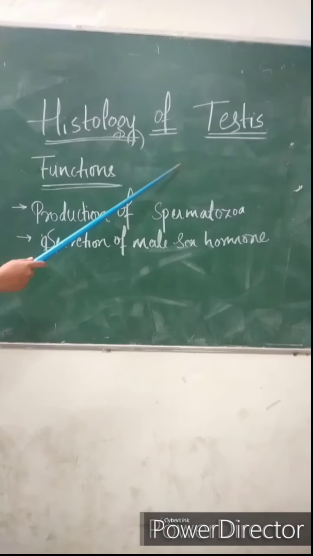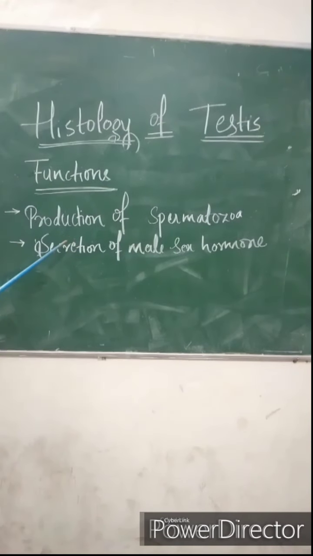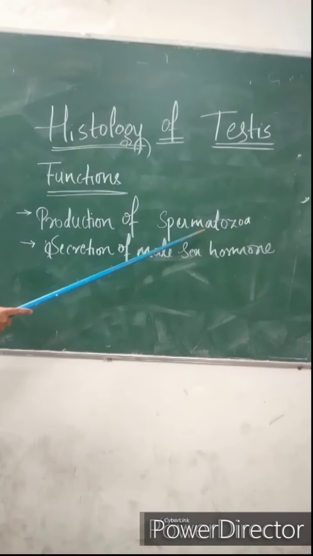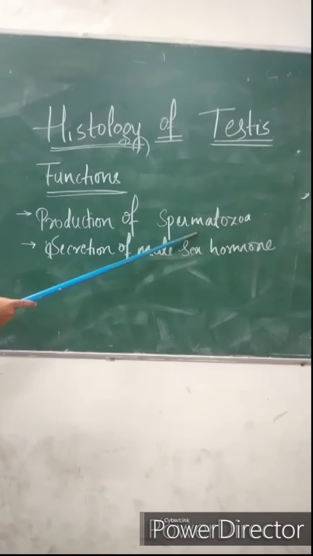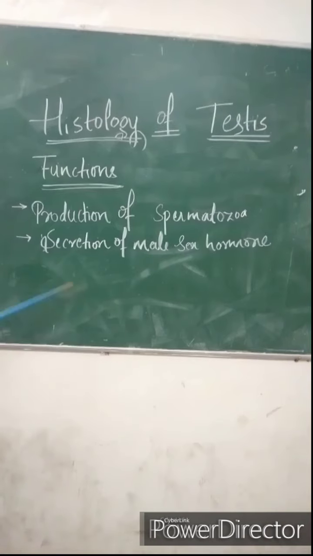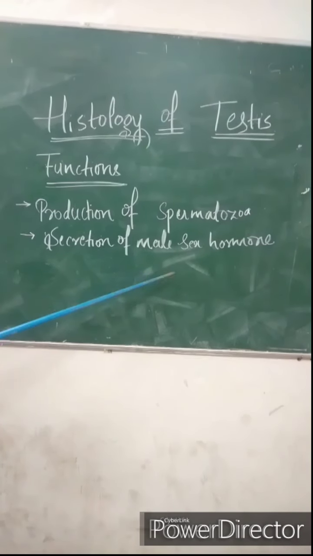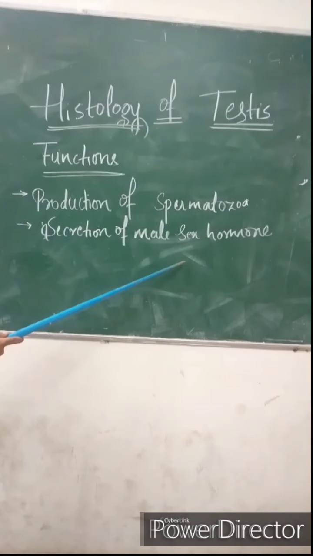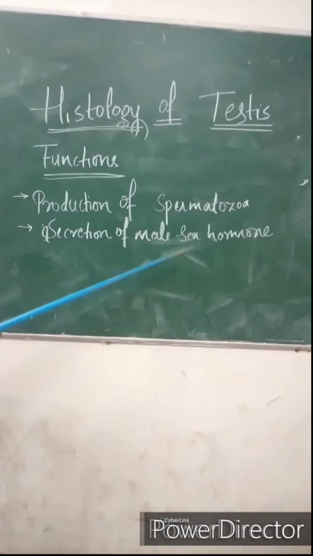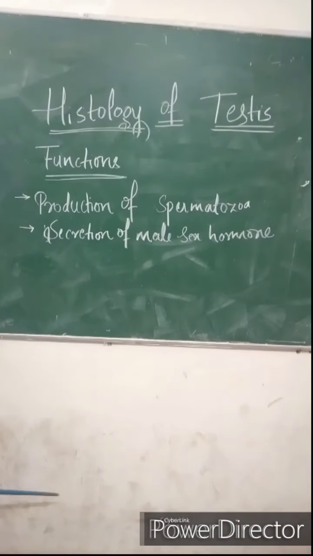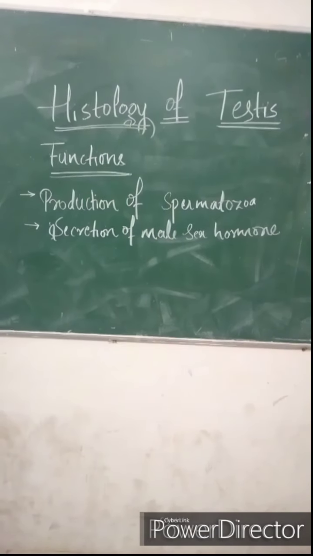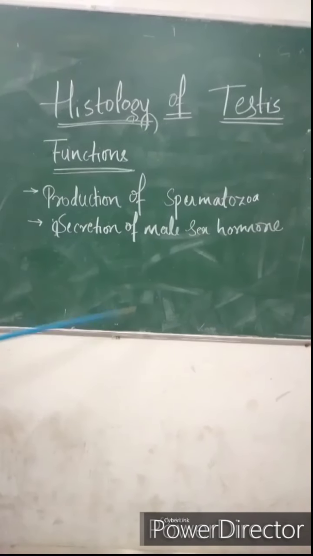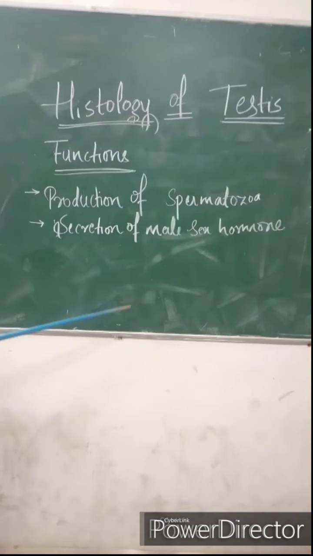Functions of testis. Production of male gametes, spermatozoa, by the process of spermatogenesis, and secretion of the male sex hormone, that is testosterone, by the Leydig cells or the interstitial cells. The hormone testosterone is essential for the development of secondary sexual characters in males and proper functioning of the male reproductive organs. These are the functions of testis.